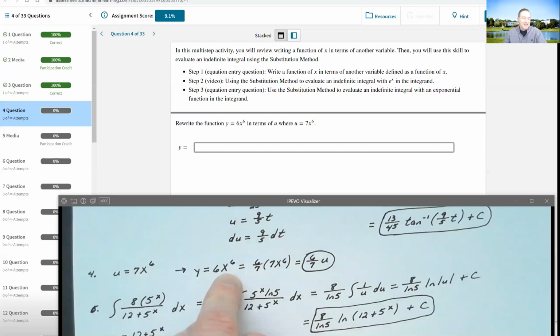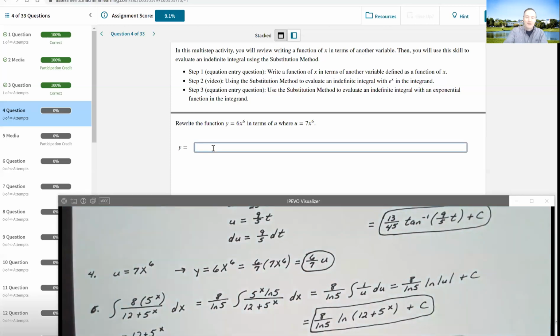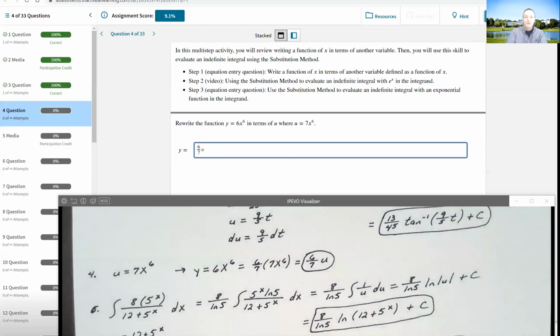Well, I know 6x to the 6th is the same thing as 6 over 7 times 7x to the 6th. This would give me my 6x to the 6th back. But then 7x to the 6th is u, so I know y is equivalent to 6 over 7 times u by substitution. That'd be my final answer. Y in terms of u is 6 over 7u. More of an algebra question than it is a calculus question, but that's okay.